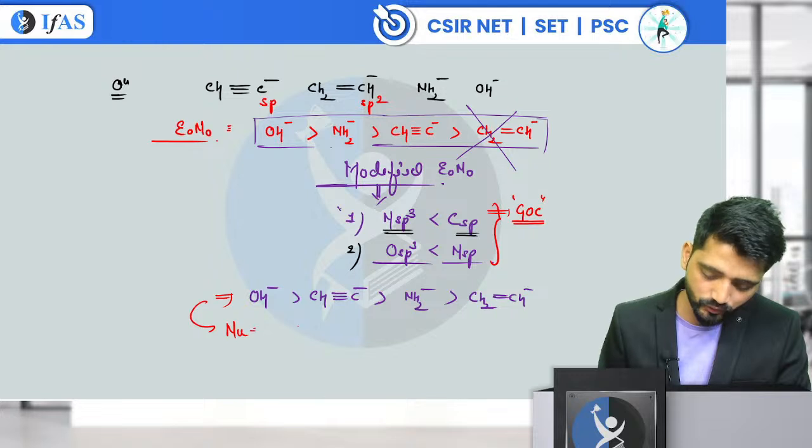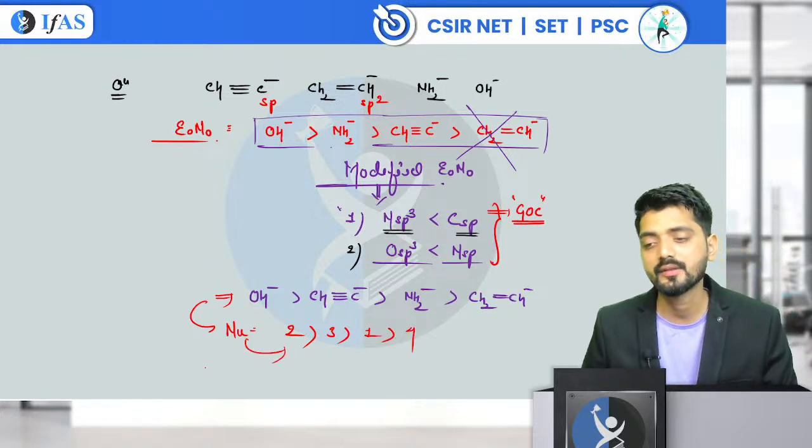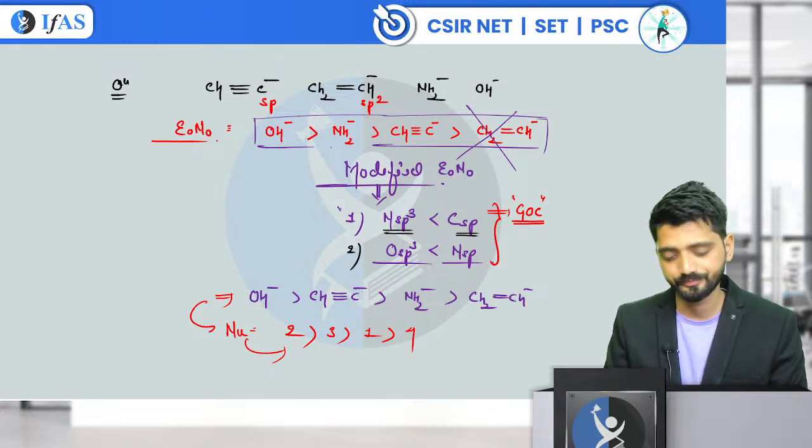So of course the nucleophilicity becomes second one highest, and then NH2 minus means the third one, then your first one, and then your fourth one. This will be the order for your nucleophilicity. Got it?